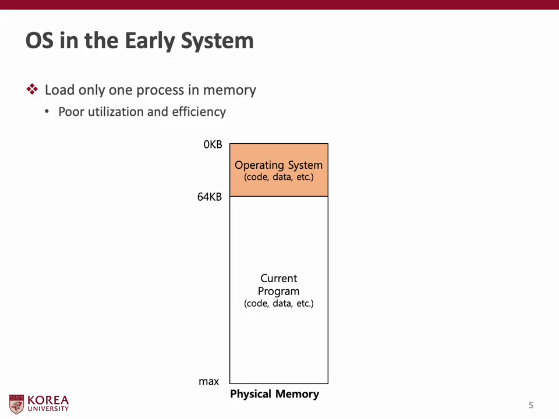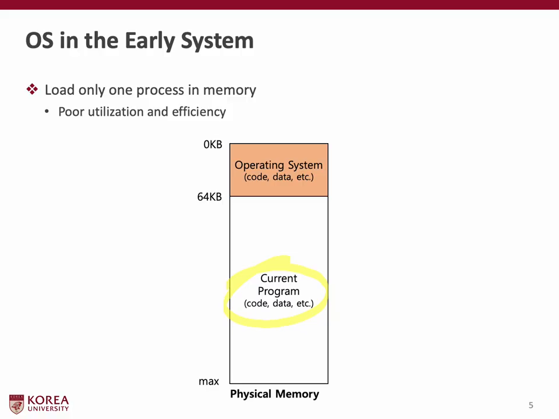Next, let's talk about how the operating system utilizes the main memory in the early systems. In the early days, the operating system could load only one process into the main memory, like this figure. But this method led to poor resource utilization and poor efficiency.